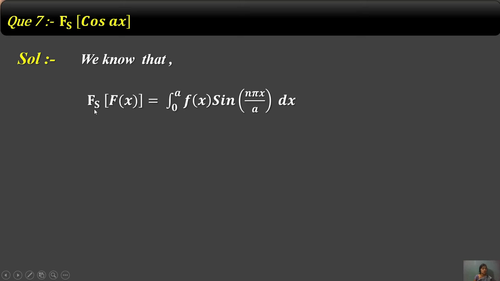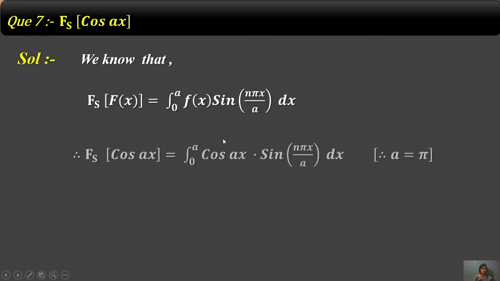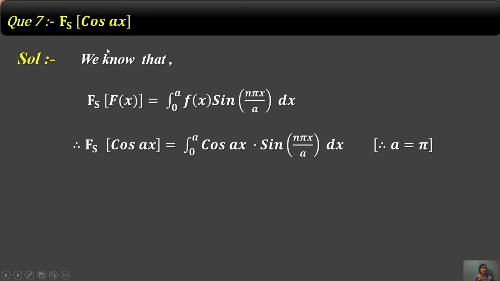We know that the sine transform of f(x) equals integration 0 to a of f(x) sin(nπx/a) dx. You know that f(x) is cos ax. Putting in the value, the sine transform of cos ax equals integration 0 to a of cos ax into sin(nπx/a) dx. You know that a equals π is given. This value will be put into the equation. Then integration 0 to π, because a equals π is given: 0 to π cos πx into sin(nπx/π) dx.